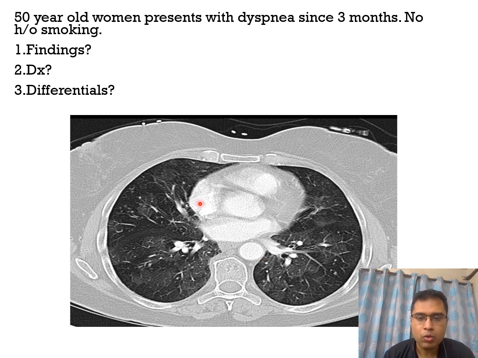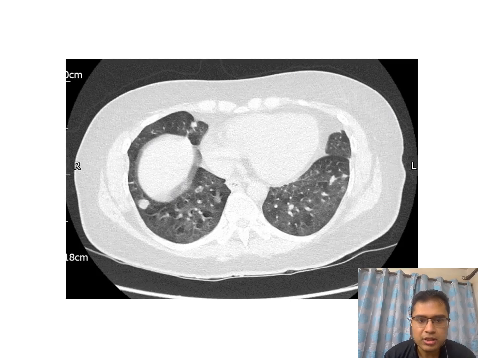On this image, what we can see are patchy areas of ground glass opacities on these axial sections in bilateral lung fields. Along with that, there are multiple small nodules that are seen. I have another image, axial section.